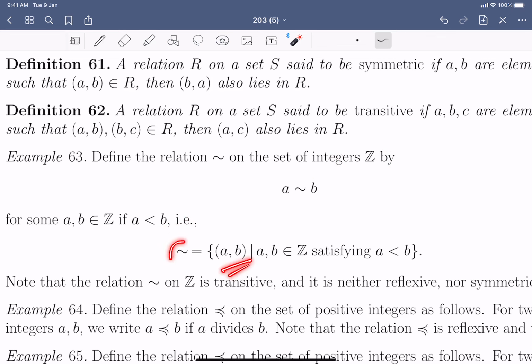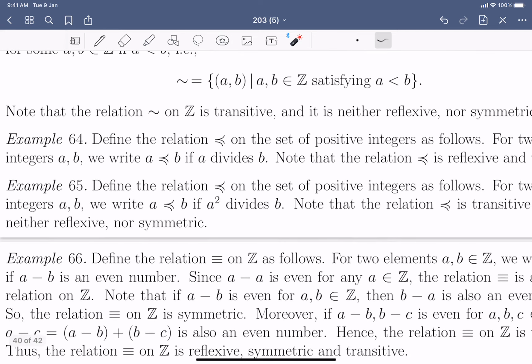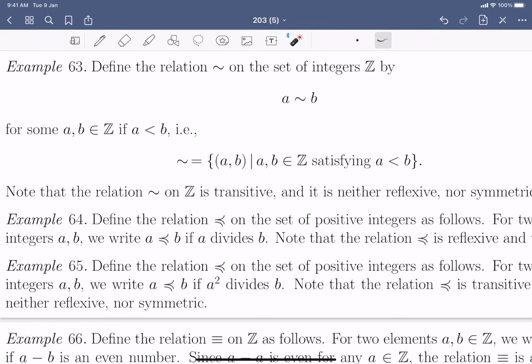So this relation consists of the tuples (a, b), where a, b lie inside Z, and they satisfy this inequality a less than b. Again, your task is to determine whether it is reflexive or transitive or symmetric, etc. The transitivity is clear, because you know it from high school days that if a is less than b and b is less than c, then a less than c has to hold. So it's your task to determine whether this satisfies the other properties, reflexivity and symmetry, for this relation tilde.